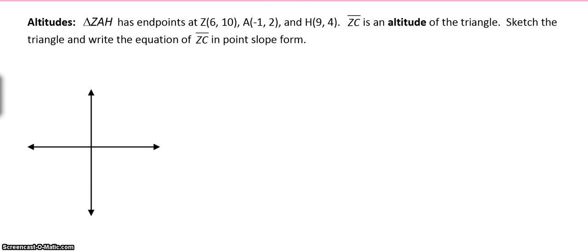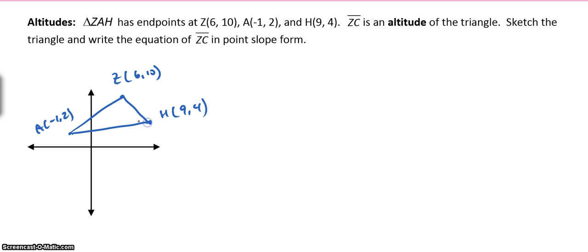Okay, now the last one is an altitude. Now we're using the same coordinates just to make us more comfortable and see the differences in my segments. So let's plot point A, which is negative 1, 2, and H, which is 9, 4. Now I like again to sketch the triangle, give us a sense of what we're working with. Now ZC is an altitude, so again we're coming from Z. Now remember though, all we care about is making a 90-degree angle.